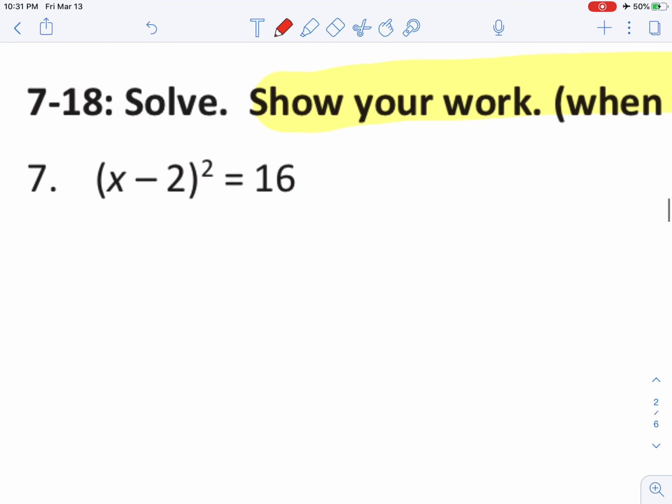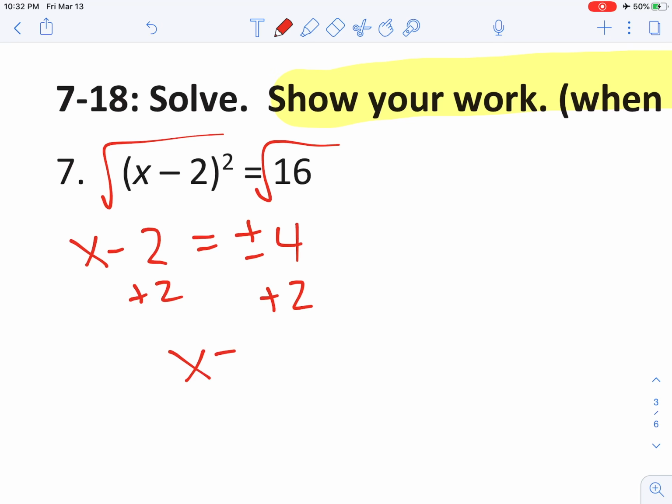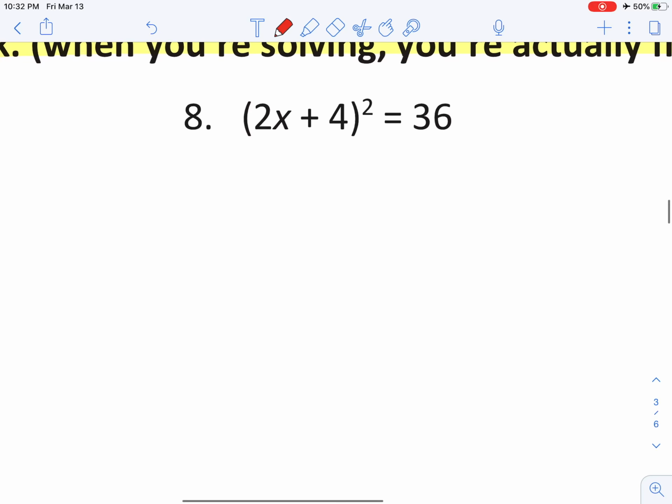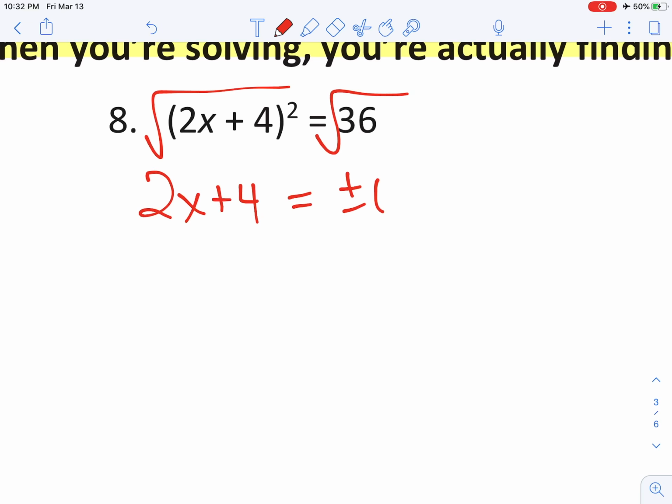Okay, so 7 and 8. You didn't have to solve this time, like put in a 0 and do that. I apologize, you did solve. So you just take the square root from this part right here and you get x minus 2 equals positive and negative 4. You add 2 to both sides and get x equals 6 and negative 2. This one over here, you just start with take the square root of both sides. I get 2x plus 4. Nothing changes underneath or what's in the parentheses. Equals plus or minus 6.